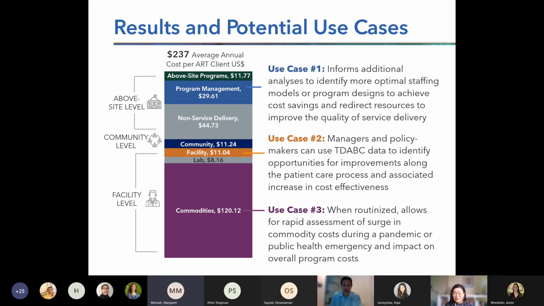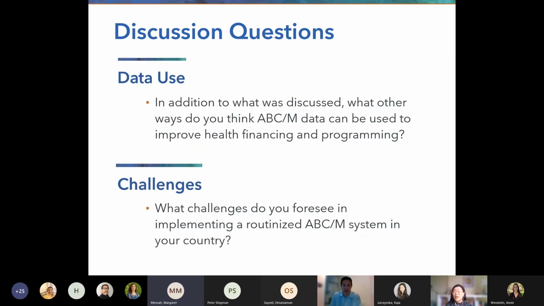So with that said, I would like to open the floor up for questions and comments. I hope you have lots of thought bubbles you would like to share, but also to spark some additional thoughts, we have prepared 2 discussion questions for you. Number 1 is, in addition to what we discussed, what other ways do you think ABCM data can be used to improve health financing and programming in your country or the countries you work with? And number 2 is, what challenges do you foresee in implementing a routine ABCM system?